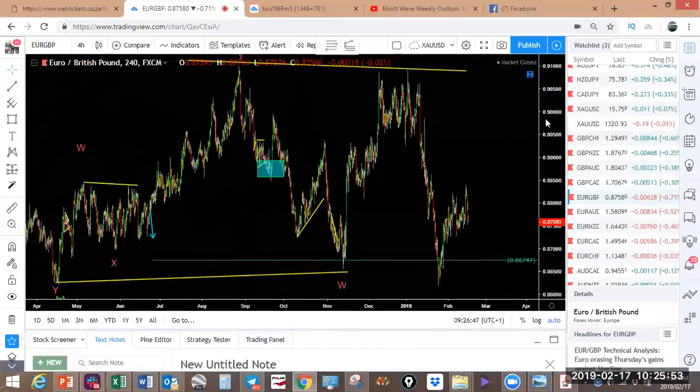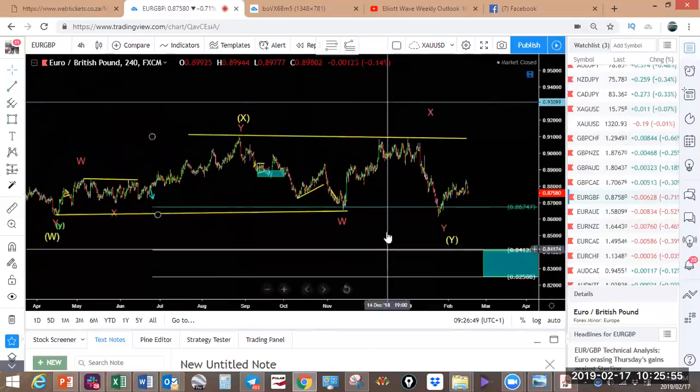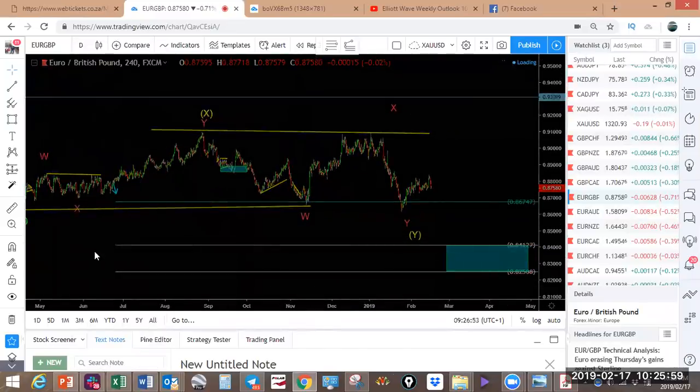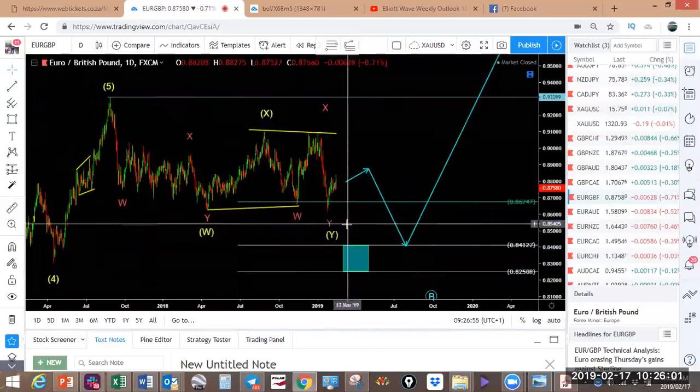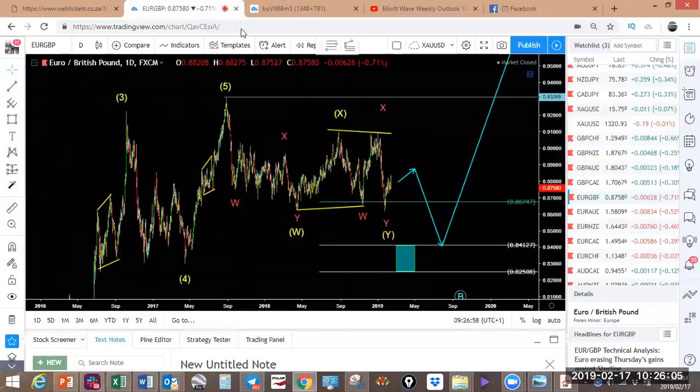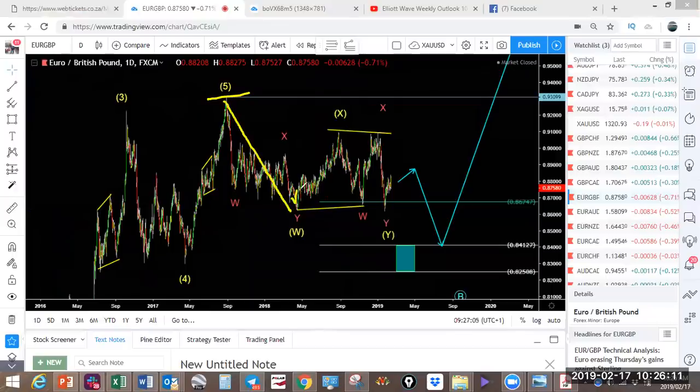Let's go to the daily. Let me go daily and show you the structure, how it has played so beautifully now. Now, this is how this has played out. It has made this move. This is the high here, and we've been forecasting this correction. Initially, I thought this was going to be the X. I didn't take it off on purpose because I wanted to adjust it with you guys watching here so that you can see the difference now between what we were doing previously and now.